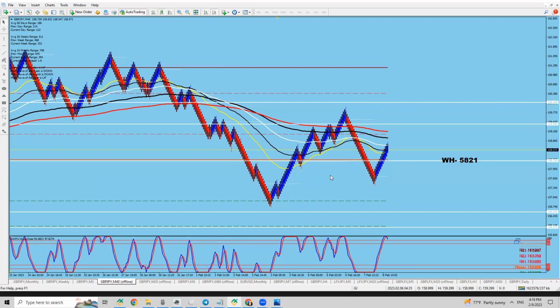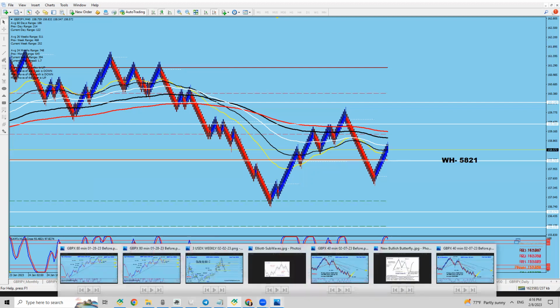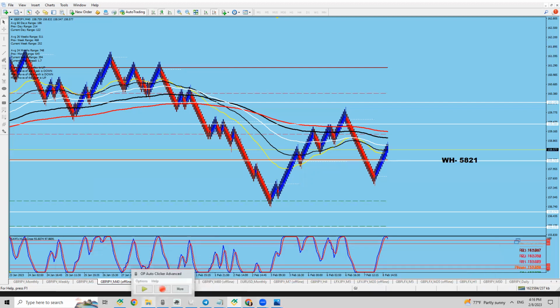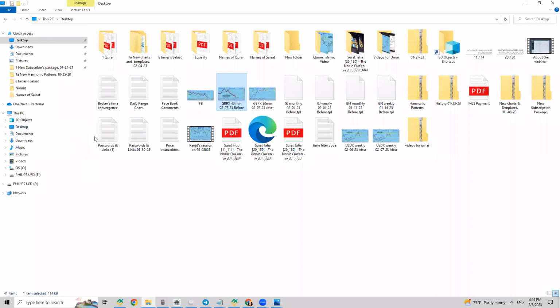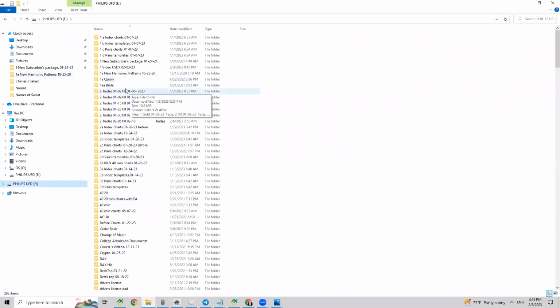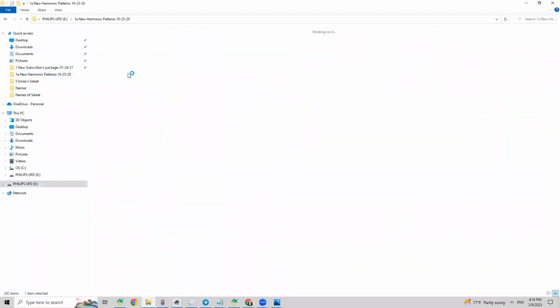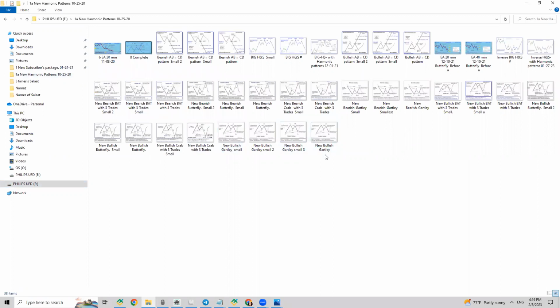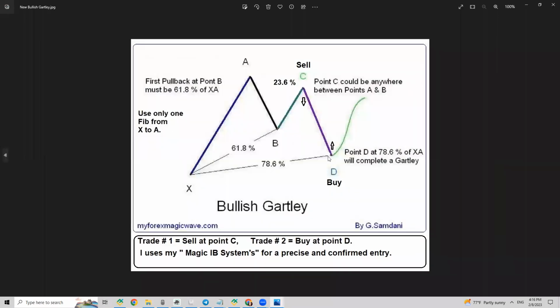That's it. A Gartley pattern, for example, if I have it open here, no, I don't have it open here. So I'm going to open it quickly so that I can explain it, and then we're going to look for that. Okay, so a bullish Gartley pattern, for example, is like this, right?